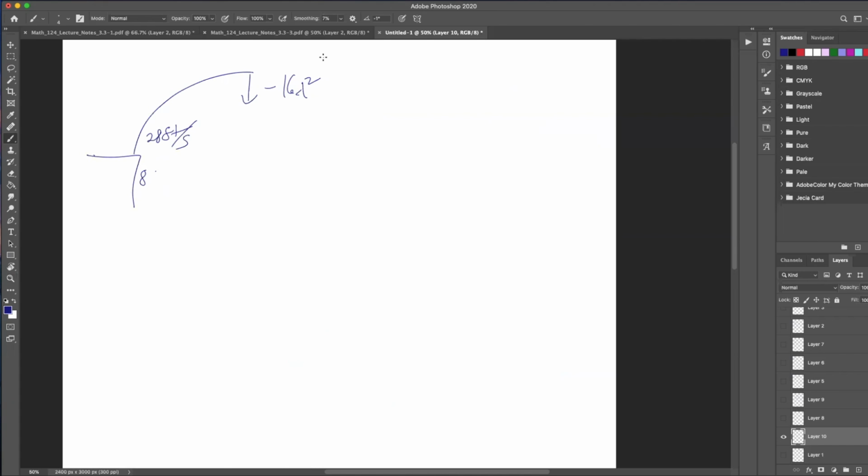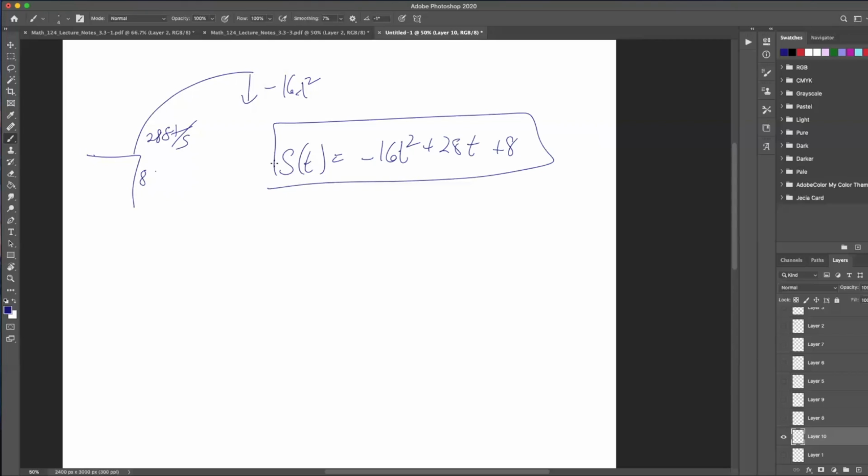So what is the maximum height of the ball? Here I have s of t, where s is my height, equal to minus 16t squared plus 28t plus 8. They give you this formula. This formula is given to you, you don't have to calculate it. Basically, someone standing at 8 feet throws the ball up, and they give you this formula.